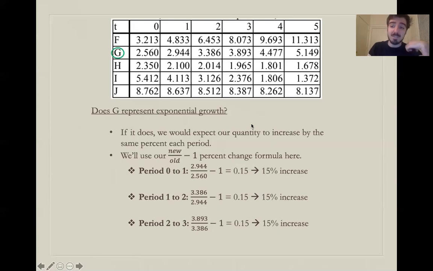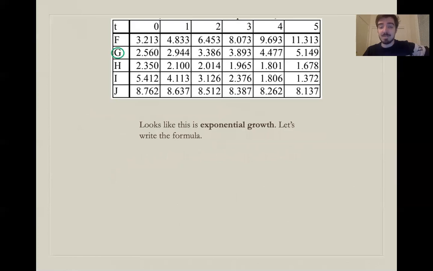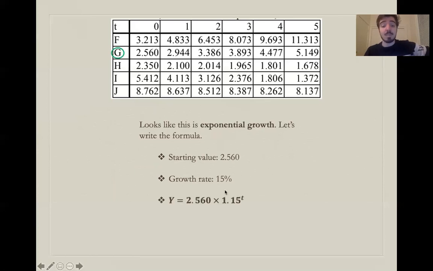2 to 3, 15% increase. And I could keep going, and each time it's going to be about a 15% increase. So this is looking like exponential growth. If we wanted to write a formula for this, we need two things. We need the starting value, which is going to be 2.56. And then we need the growth rate, right? So remember, b is 1 plus or minus our growth rate. And here, the growth rate is positive, so b will be 1.15, raised to the t. Okay, and there's our formula.